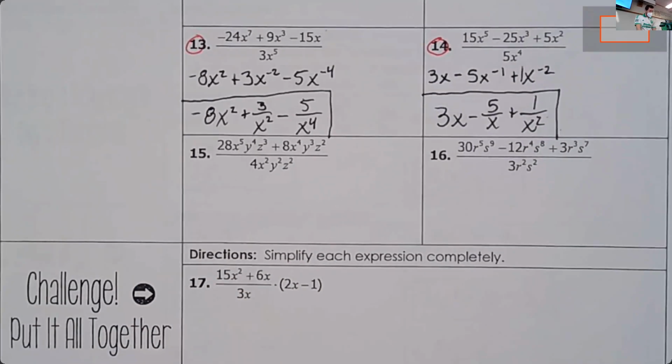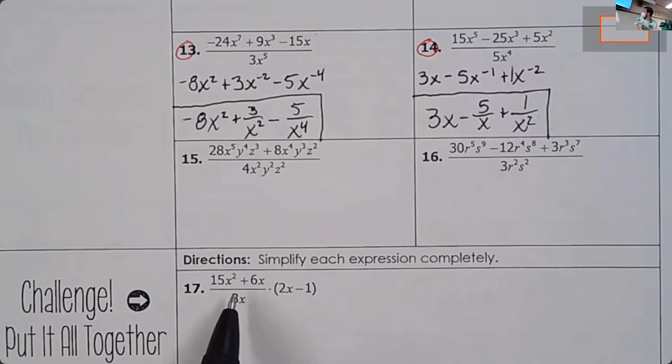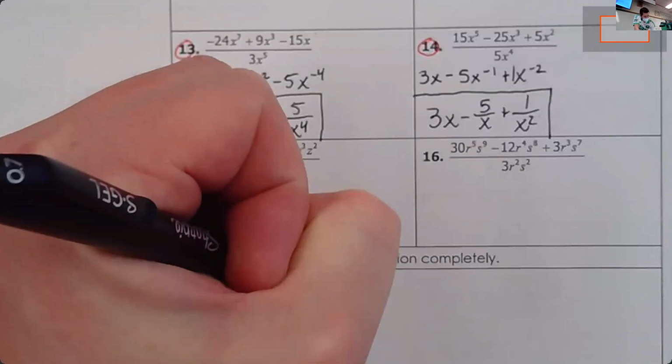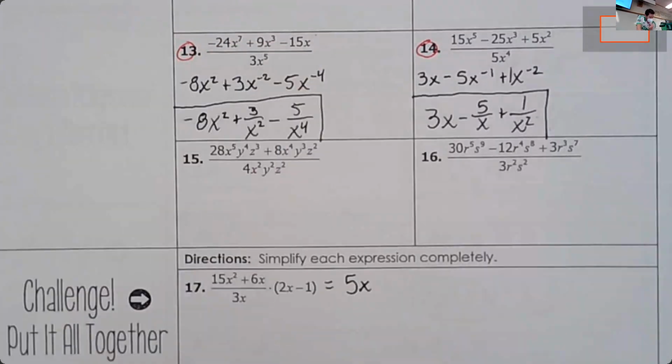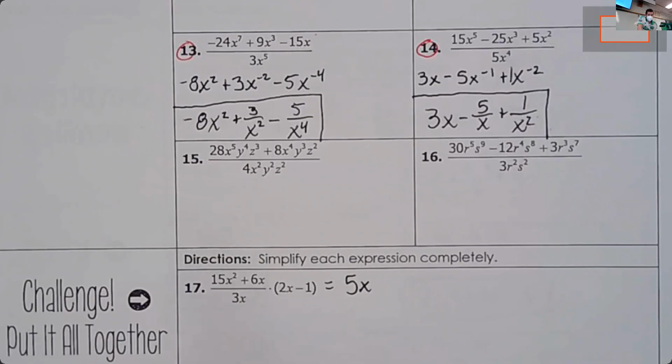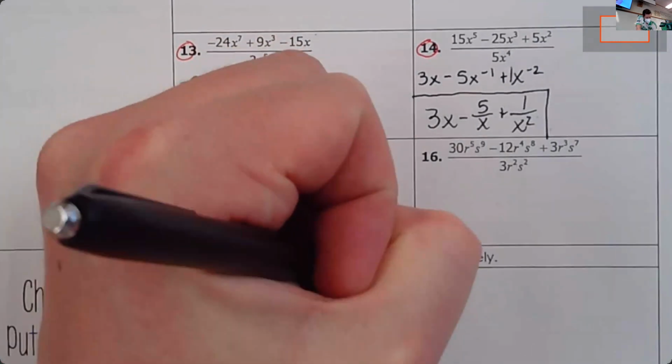So we're going to start off by doing what we did today. So 15 divided by 3 is 5. So that'll be 5. And then x squared divided by x is x. So that's 5x. And then we've got 6x divided by 3x. 6 divided by 3 is 2. And then the x's cancel out.